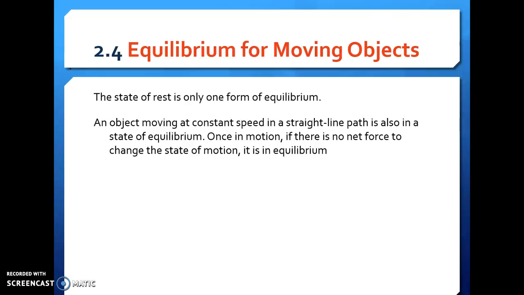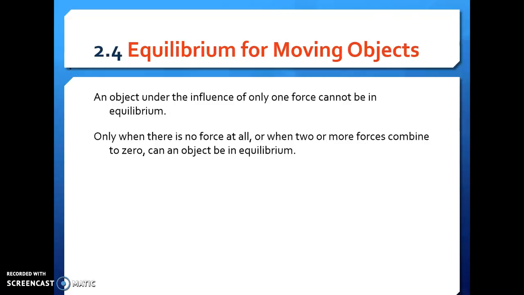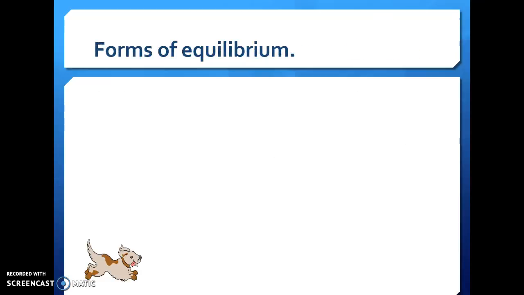As long as there's no net force, like there's no arrow bigger than the other, then it's in equilibrium, and I'm going to explain what that means. If there is only one force involved, so I'm pushing something in space, that's me just pushing. There's no downward, no upward, no friction. Space has not enough molecules to cause friction. Only when there's no force at all, or when two or more forces are combined that add to zero, is an object in equilibrium.